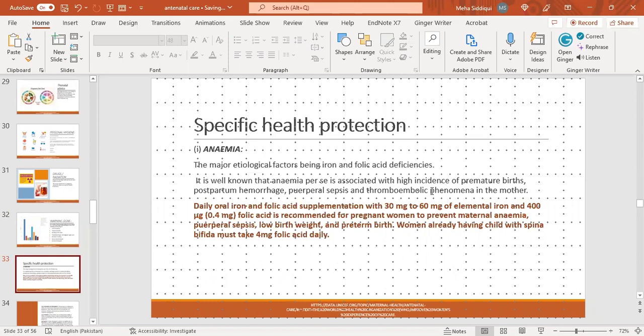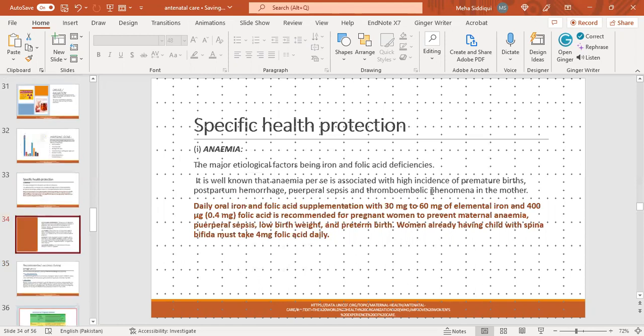Daily oral iron and folic acid supplementation with 30 to 60 milligrams of elemental iron and 400 micrograms, that is 0.4 milligram, of folic acid is recommended for pregnant women to prevent maternal anemia, puerperal sepsis, low birth weight, and preterm birth. Women already having a child with spina bifida must take 4 milligrams of folic acid daily.